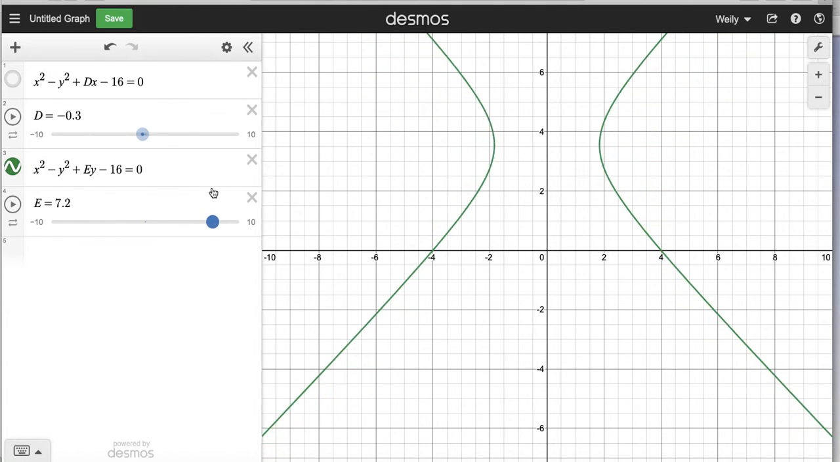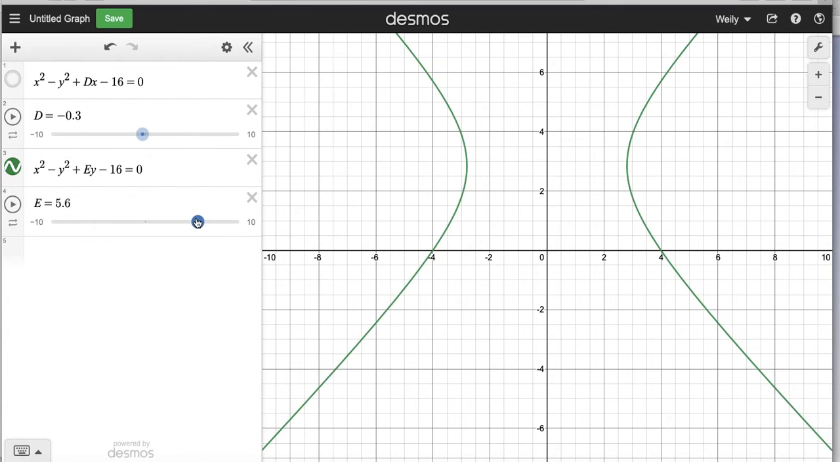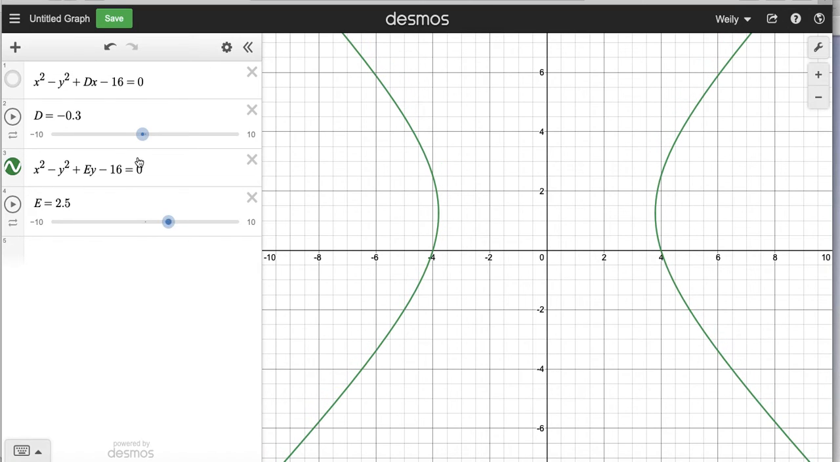As e becomes positive, the hyperbola does move vertically upward, but it also changes the vertical position of the vertex, and also how close the vertices are to each other. And this is due to the fact that as we change the e value, when we complete the square here, it's going to affect the value on the other side.